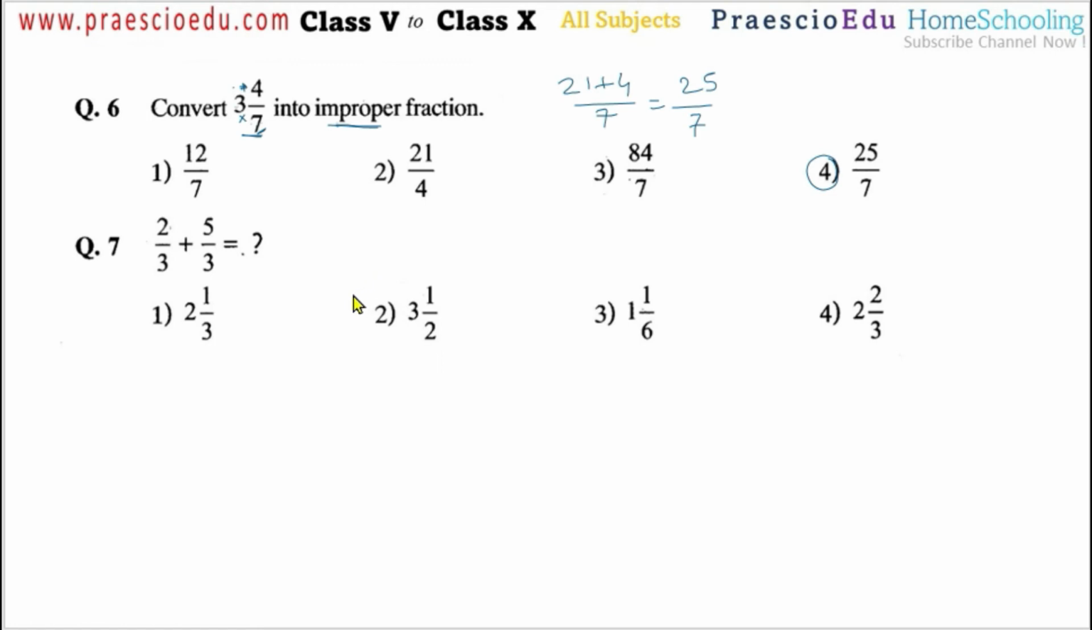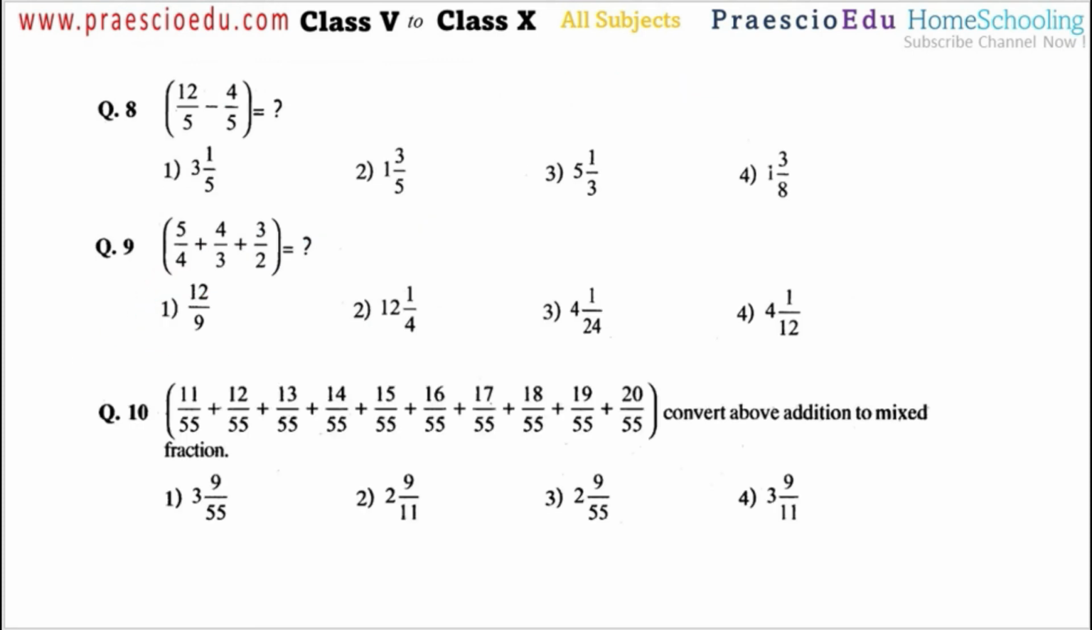Now question number 7, 2 upon 3 plus 5 upon 3 is equal to how much? Now both have the same denominator, so we will keep the denominator the same, 3. Now 2 plus 5 means 7, so 7 upon 3. But if you see, all the options are in mixed fractions, because this is improper. So for this one, 7 divided by 3, so 3 twos are 6 and the remainder is 1. So 1 is kept in the numerator and the denominator 3 stays the same, and this quotient 2 is the whole number. So 2 and 1 upon 3 means option number 1 is correct.